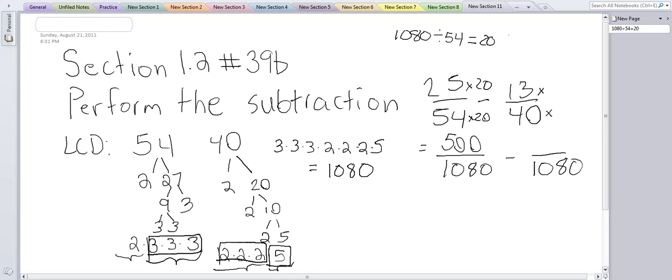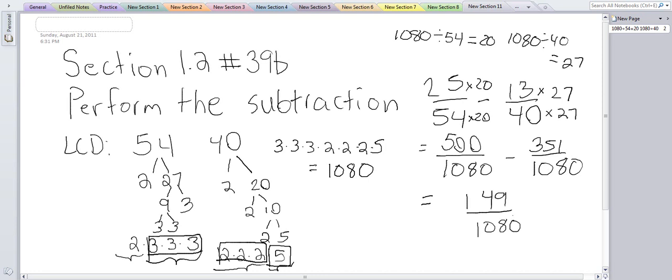Now we have to do the same thing here, new denominator divided by the old one. Well, 1080 divided by 40 is actually 27, so we need to multiply by 27 right here. So that's 351, 13 times 27 is 351. Now we need to subtract, and we end up with 149 over 1080, and that is the answer to section 1.2, number 39b.